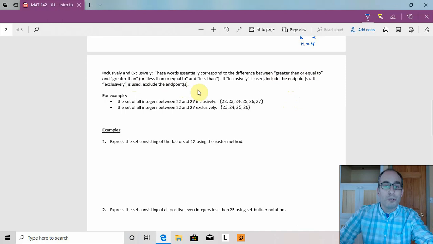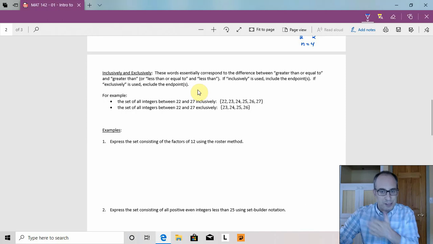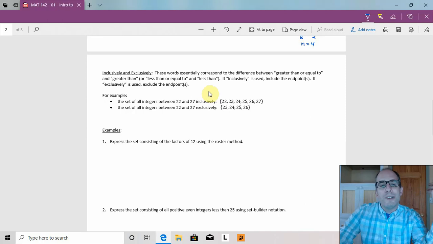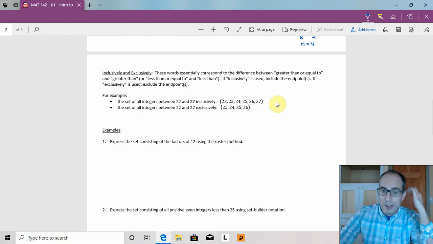Like x less than 2, you don't include the 2 there, right? That doesn't satisfy the inequality, but x less than or equal to 2, then the 2 is going to satisfy the inequality, right? Because of the or equal to part. So it's either you include the endpoint or you don't. And that's what inclusively and exclusively are. So inclusively, you want the endpoint or endpoints, and then exclusively, you don't. So that's what I've got here, right?